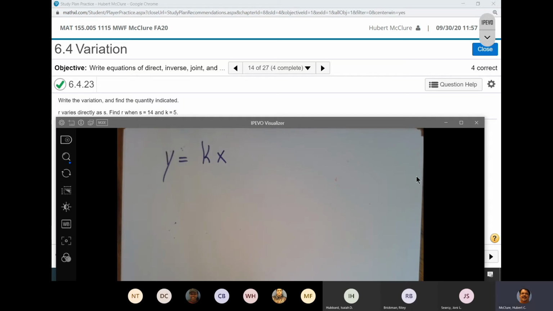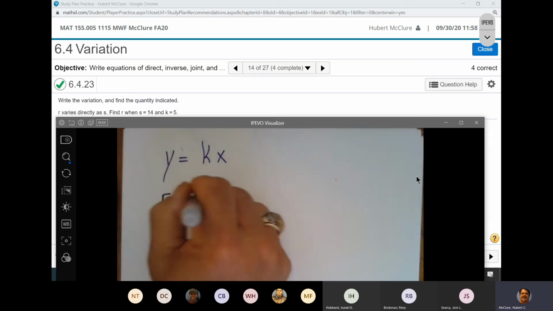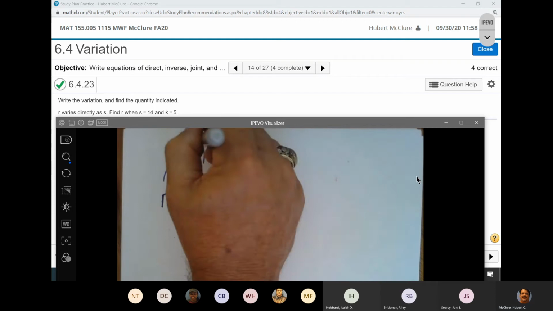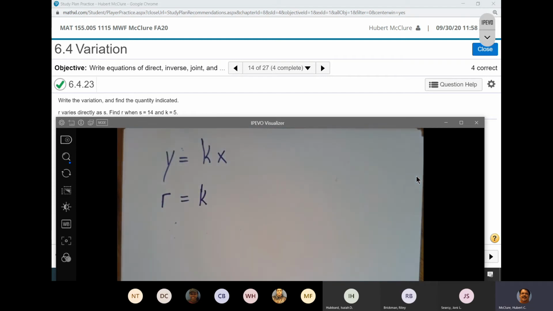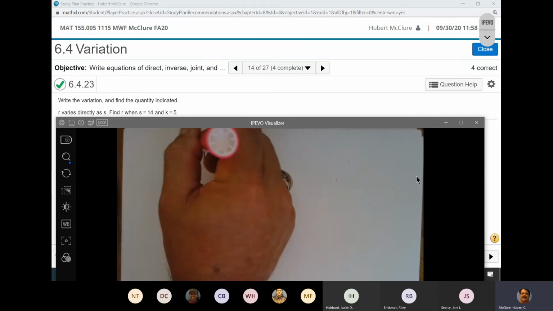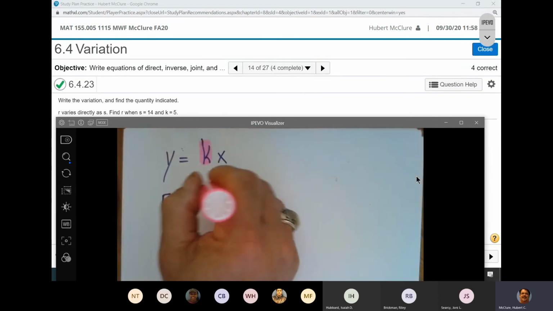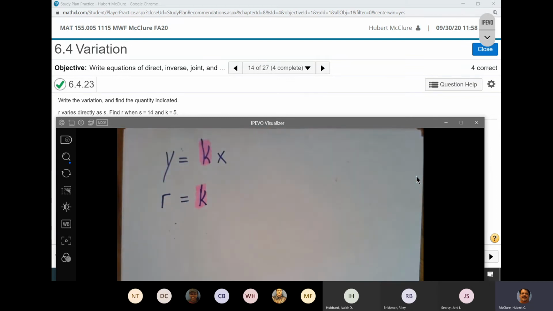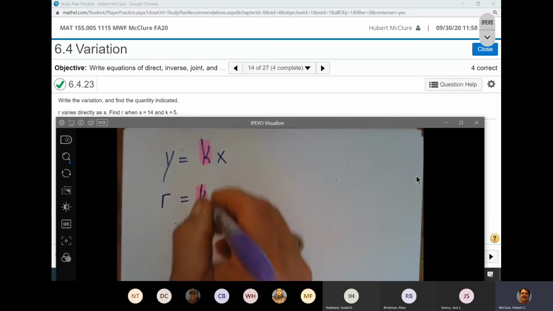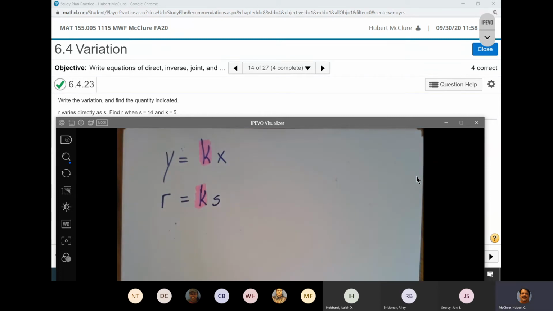R will be substituted for Y. K never what? K never changes. Take out my handy dandy pink highlighter. And what will X turn to? S. You've just changed your variables. That's one type of homework question you're going to see.